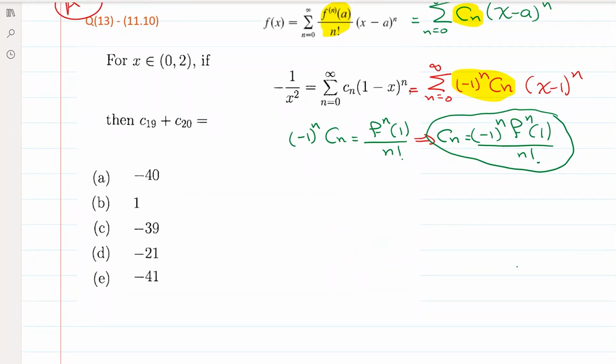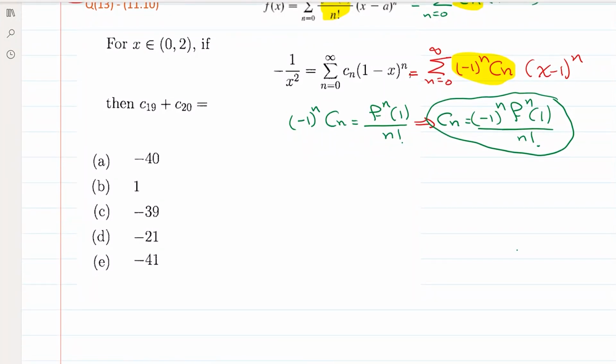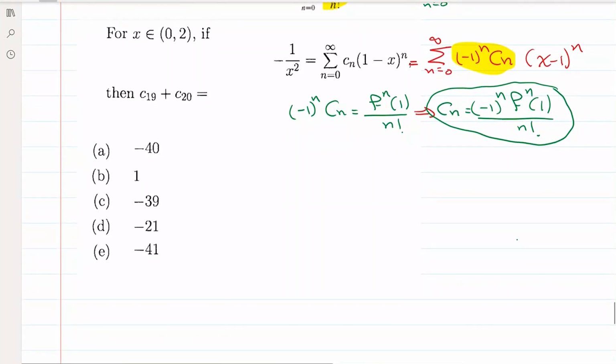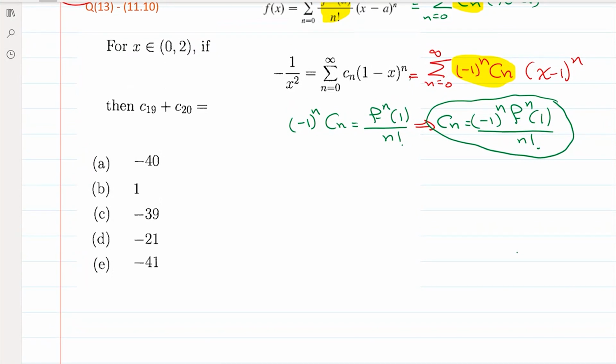Is it clear till now, guys? Is it clear that Cn equals this? Yes, clear. Excellent. If you understand this one, everything else will be easy. Why? Because all we need now is to find the rule of the nth derivative of the function. Now, what is the function? The function given is what?